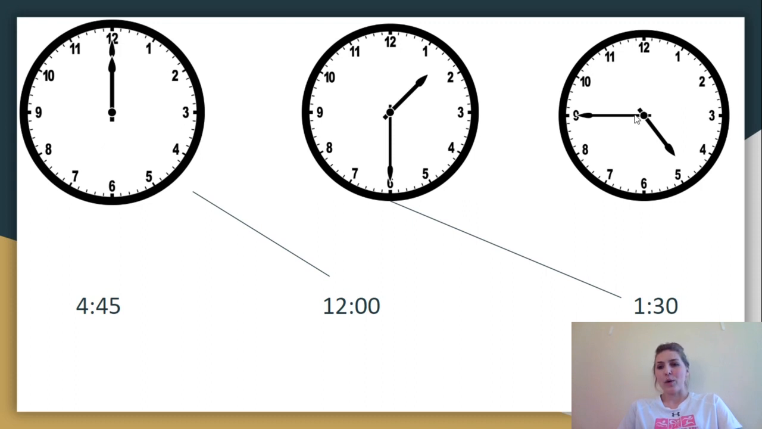Okay, so the reason this one is 4:45 is because it looks like it's almost to the 5, but this area right here is still the 4 o'clock hour, so it hasn't made it to the 5 yet. And then we can count by fives: 5, 10, 15, 20, 25, 30, 35, 40, 45. So this clock is showing 4:45.